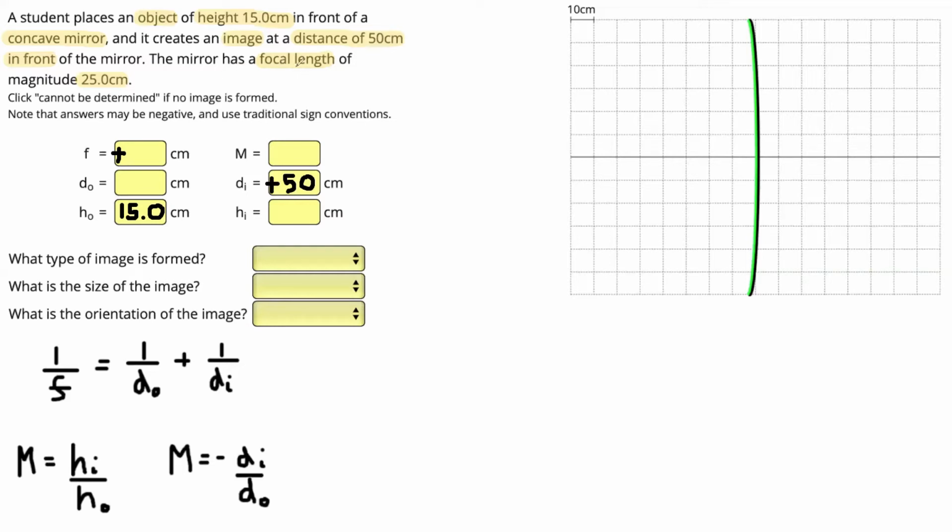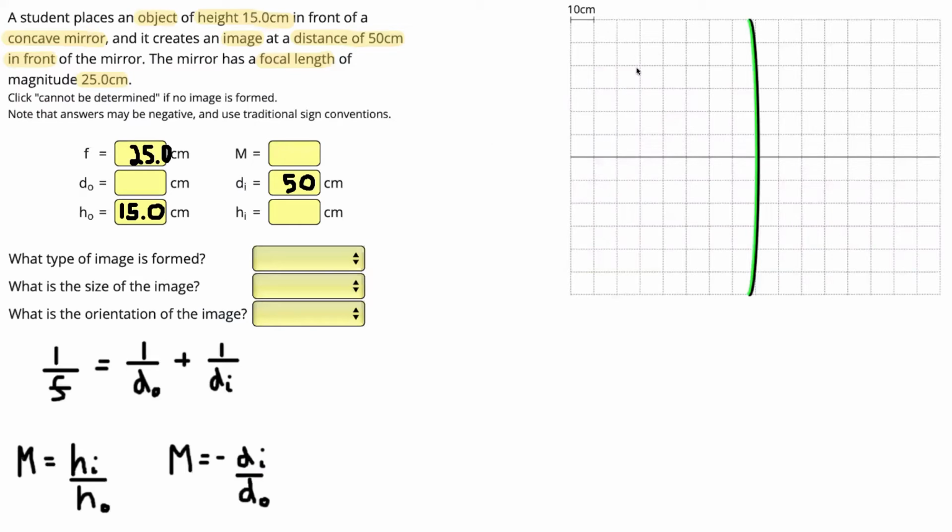Then we're told the focal length is 25 centimeters. Again, since it's a concave mirror, we know that's going to be positive. So our focal length is positive 25. Those positives you don't need to include in your answer because it's assumed they're positive. You can if you want, it's up to you. Okay, so these are the variables provided for us in the question.